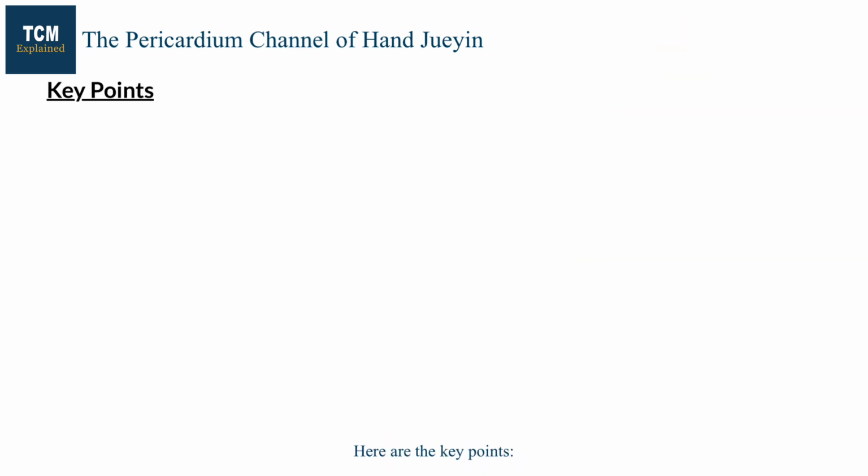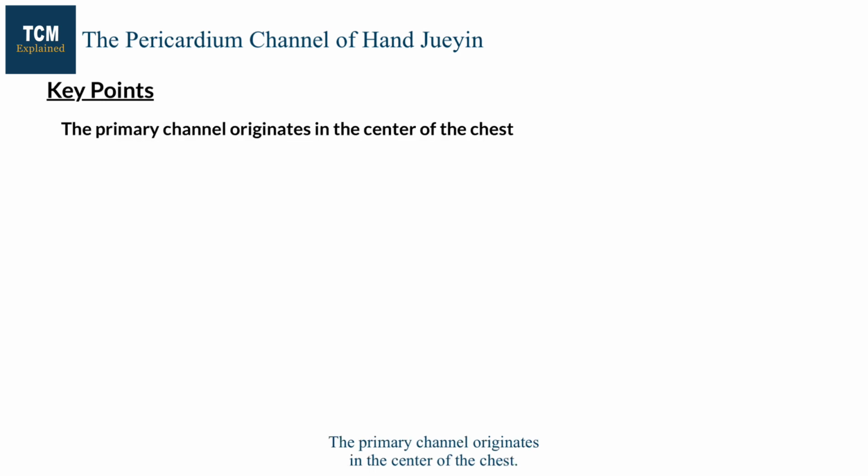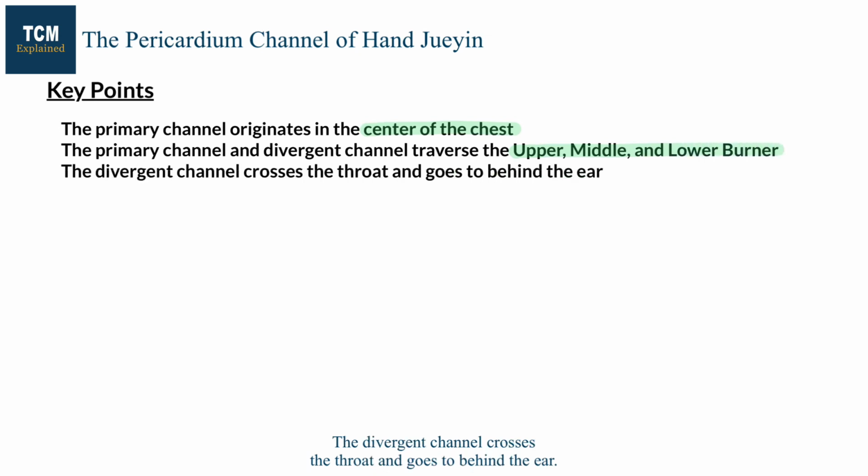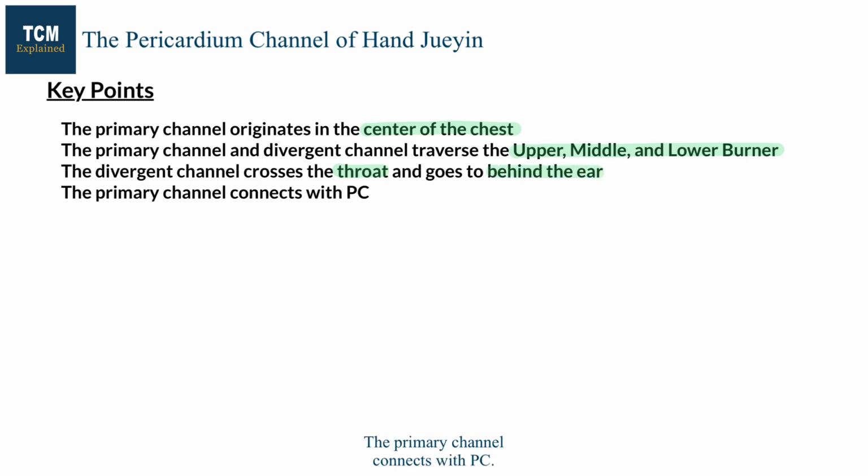Here are the key points. The primary channel originates in the center of the chest. The primary channel and divergent channel traverse the upper, middle, and lower burner. The divergent channel crosses the throat and goes to behind the ear. The primary channel connects with pericardium. The luo-connecting channel connects with heart.